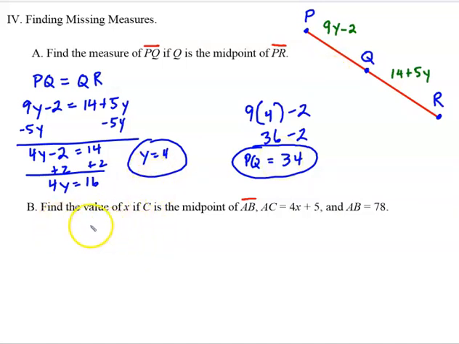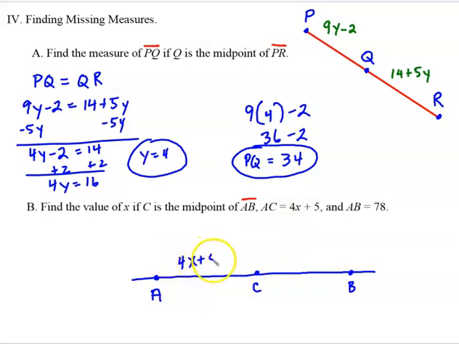All right, let's try this one. Find the value of x. We don't have a drawing for letter B, so let's just sketch one out. Not saying you have to. Some people can do okay without it, but I know some people like to have a visual. Find the value of x if C is the midpoint of AB. AB are the endpoints. C is the midpoint. AC is 4x plus 5. And AB, the entire segment, is measured at 78.